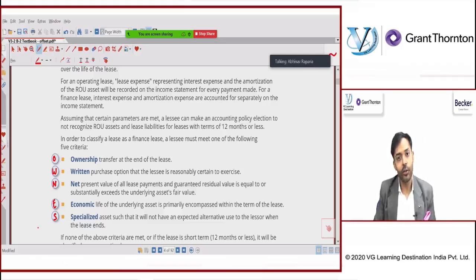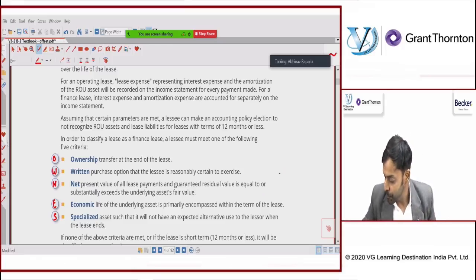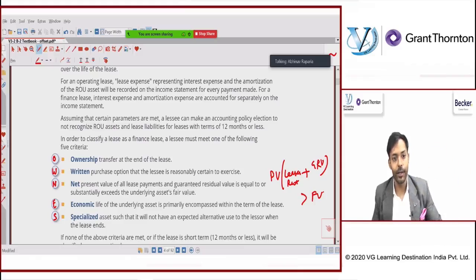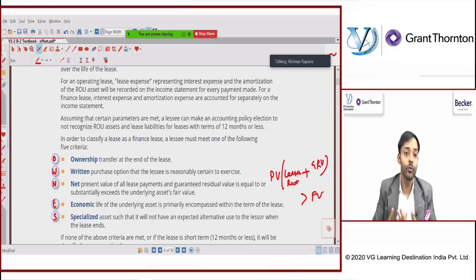Third, when the net present value of all the lease payments plus the guaranteed residual value is equal to or substantially exceeds the underlying fair value. That means your present value of lease rentals plus GRV is more than the fair value. So if you bring the lease rentals to the current value now and compare it with the fair value, you're already paying much more than the real value. So when you're paying much more, that means you have exhausted the entire asset completely. In that case, that would be considered a financial lease, right?